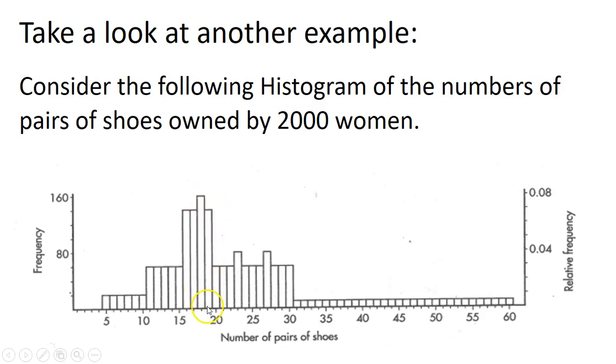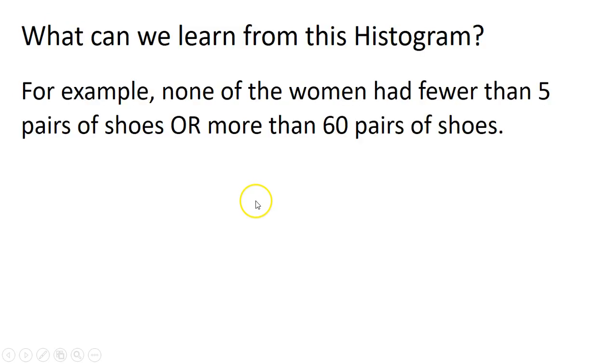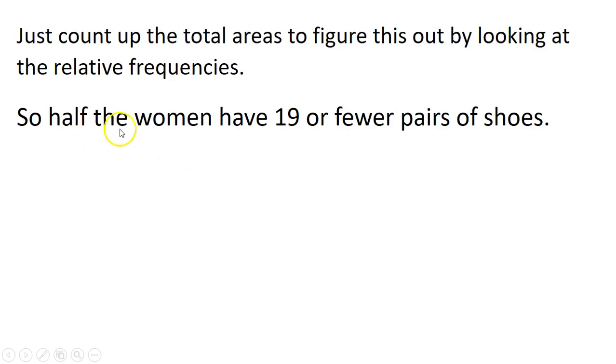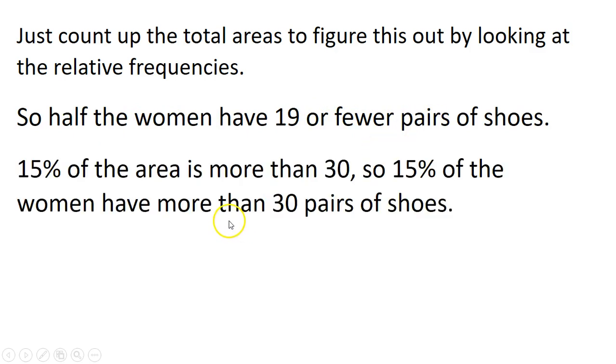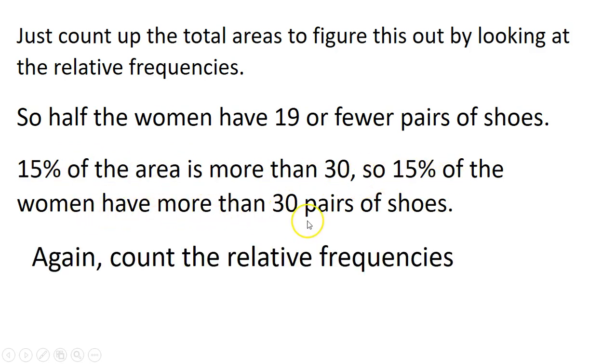If that makes sense. So I just added up the percents that matched over there on the side, and that's what he said. So half the women have 19 or fewer pairs of shoes by adding up all those percentages. 15% of the area is more than 30, so 15% of the women have more than 30 pairs of shoes.